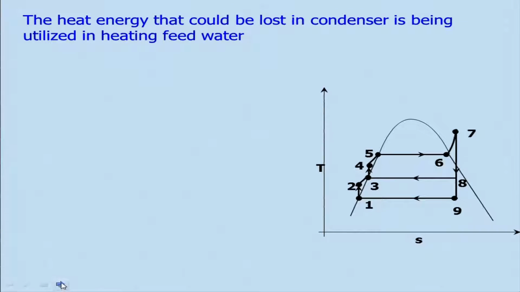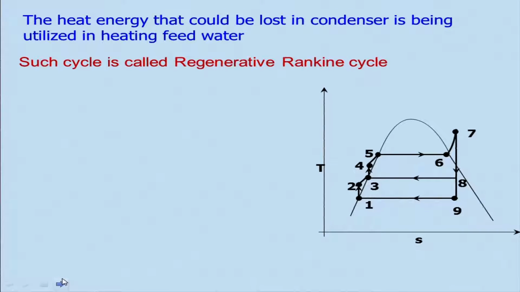That means we are basically regenerating it, or rather recovering it. Sometimes people also call it recuperative. Such a cycle is called a regenerative Rankine cycle, and let us do the analysis. The analysis will be similar in nature; the only difference is that we will have to make a mass balance and the heat balance in a feed water heater.